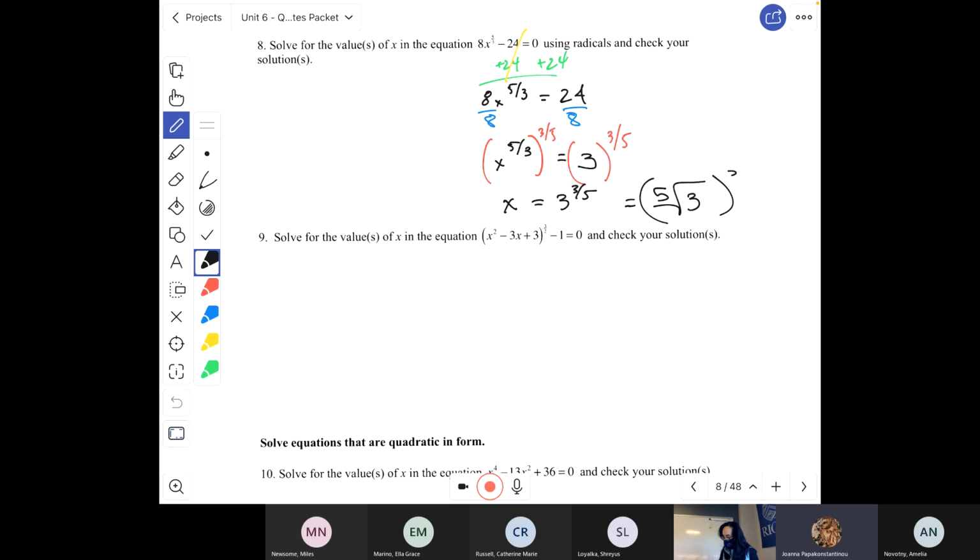Yes. Or you could write it the 5th root of 3 cubed. Either one.